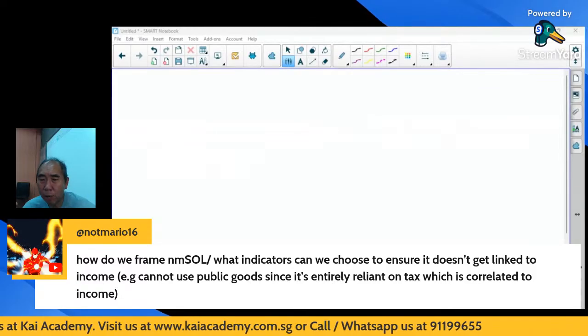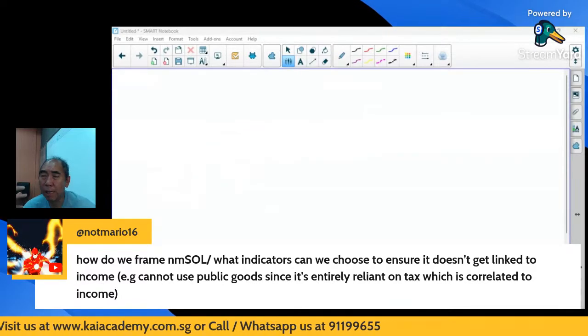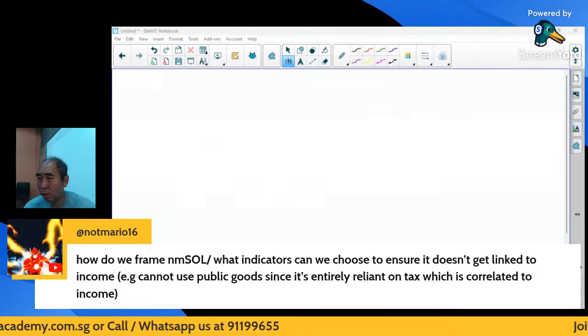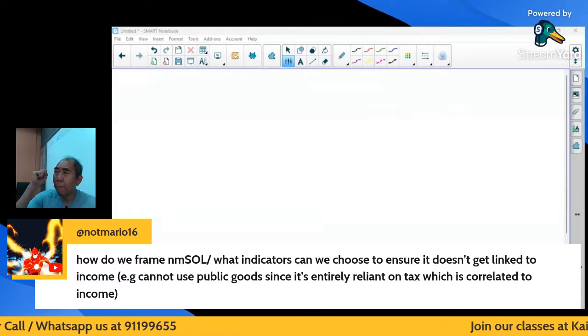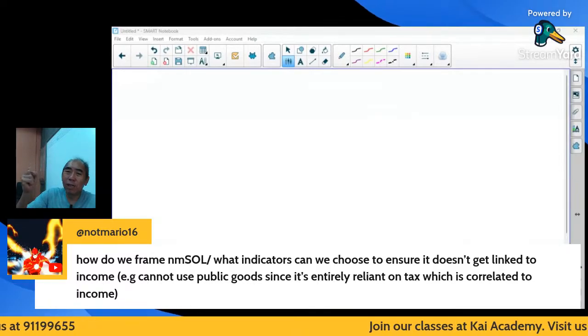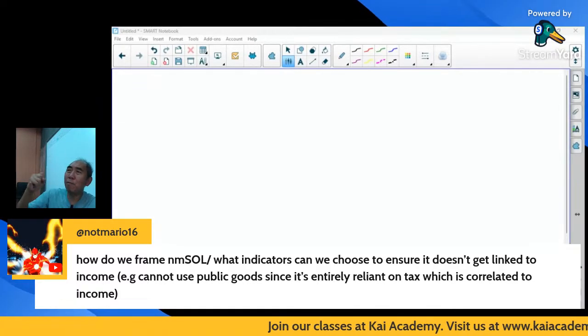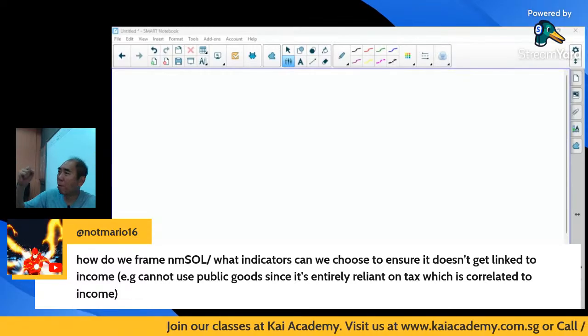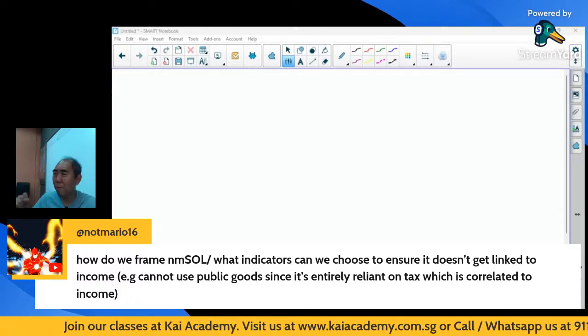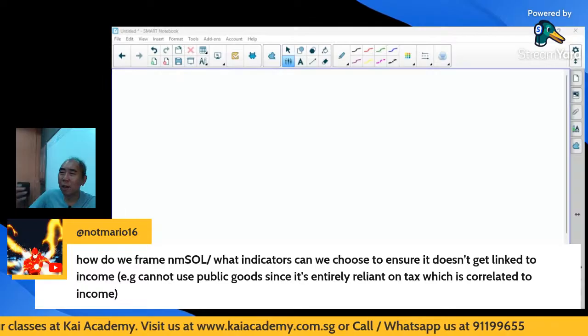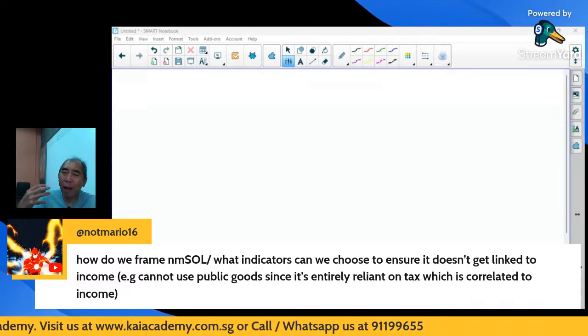So NMSOL refers to the more intangible aspects of the quality of life. Instead of goods and services we buy, if I earn more income, I can buy more material things. I buy more food, more entertainment, more clothing, more cars, more electrical appliances. So these are stuff I can buy.